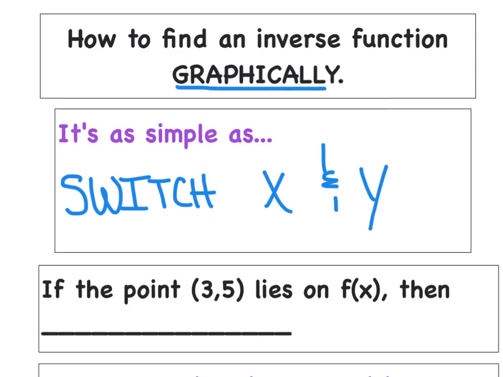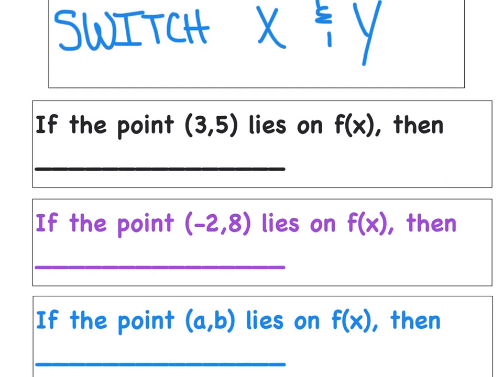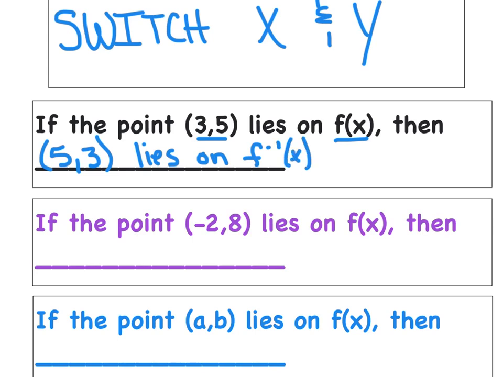So for instance, let's take a look at this. Say there's a point (3, 5) that lies on the graph of f of x. Then what do we know for sure? There's a point (5, 3) that lies on f inverse of x. How about that? Notice what I did is I took what used to be x and what used to be y, and I switched them, and they became (5, 3). Now, here's a good thing to point out: I didn't negate the 3, I didn't negate the 5, I just switched them.